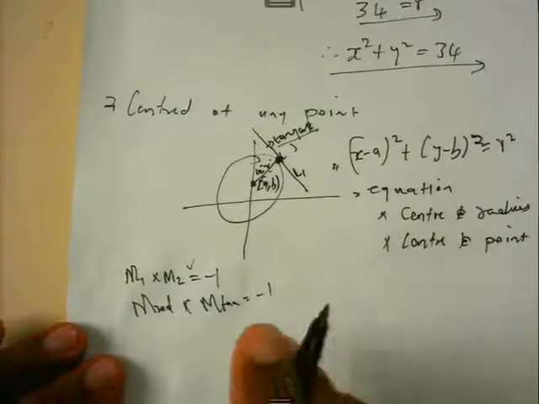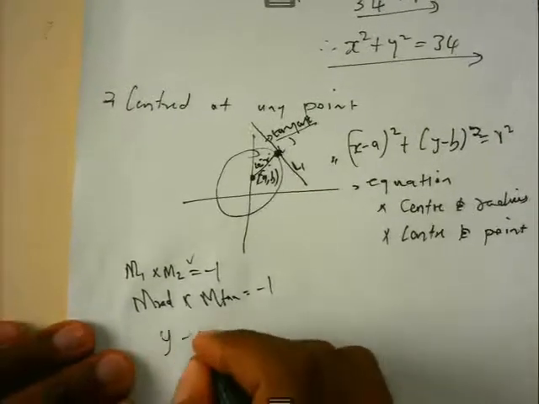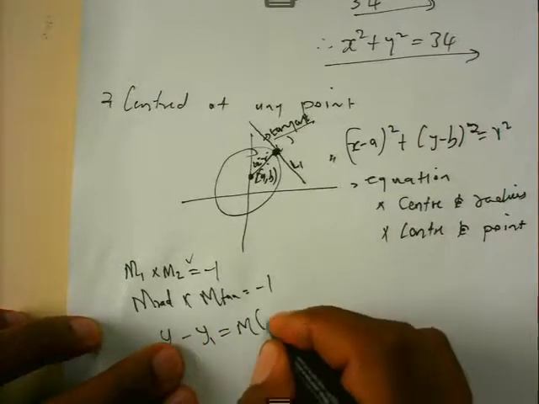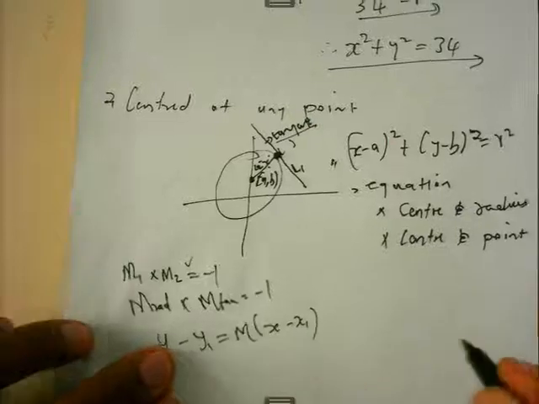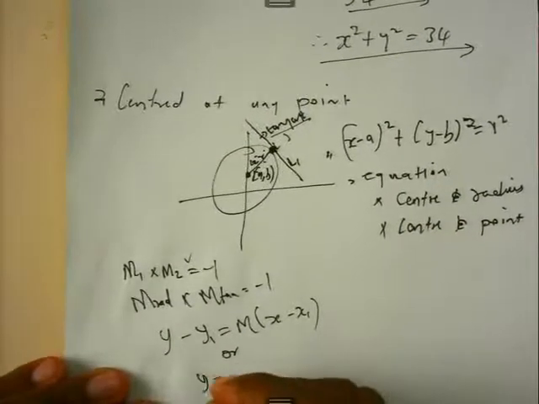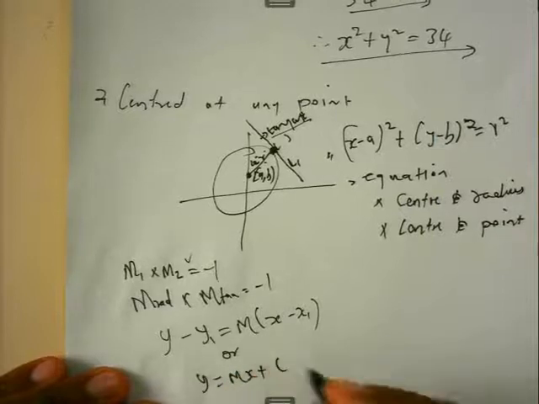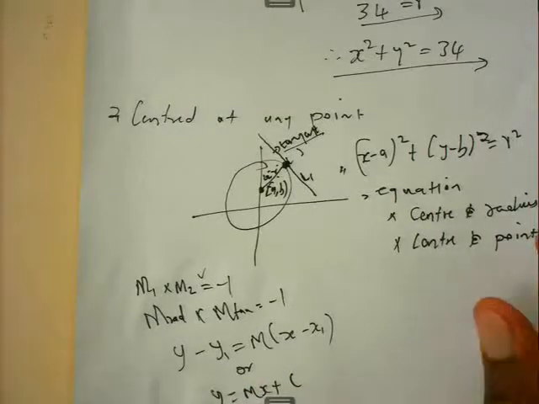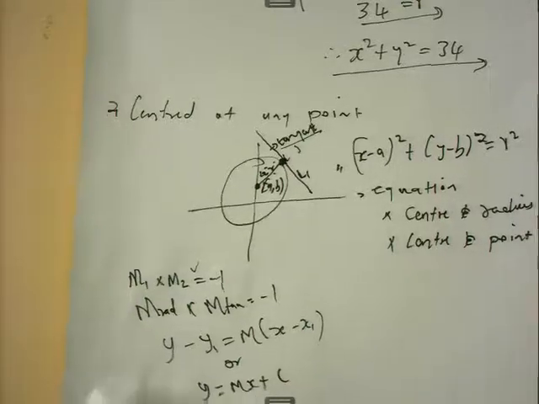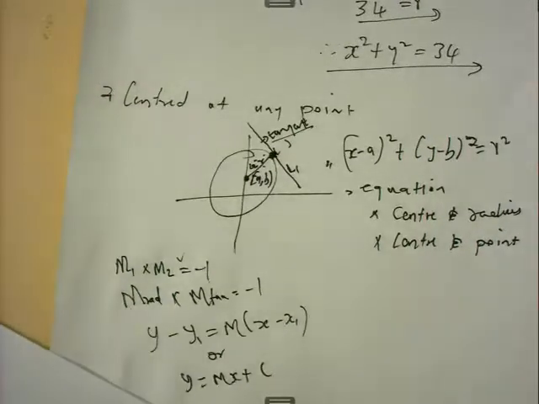And therefore once you have the gradient, you remember the equation of the straight line, y − y1 = m(x − x1), right? Or one can also say y = mx + c, right? This is the information that you need before you can start answering the questions under analytical geometry, especially the one of grade 12.